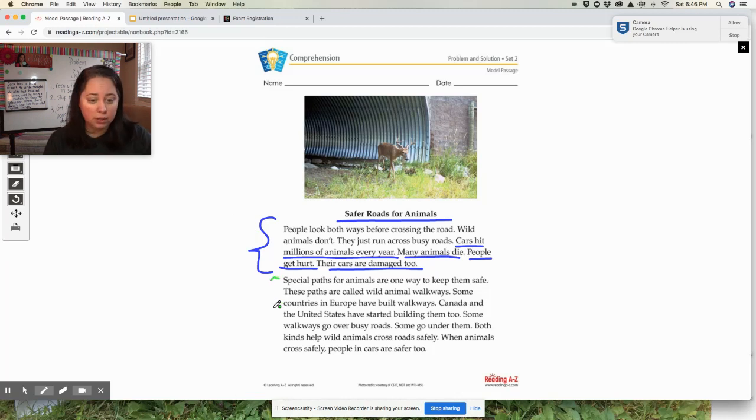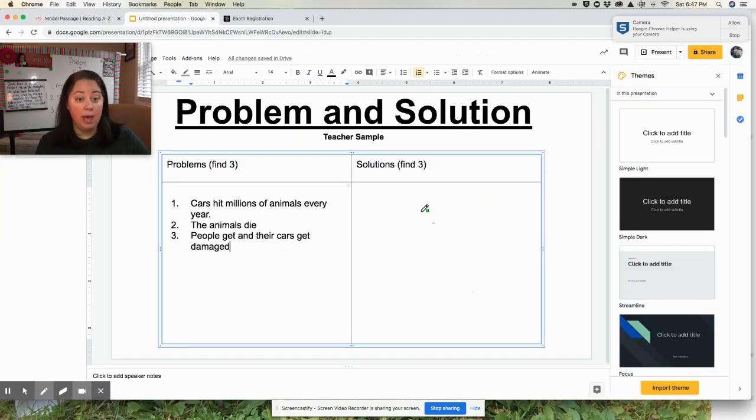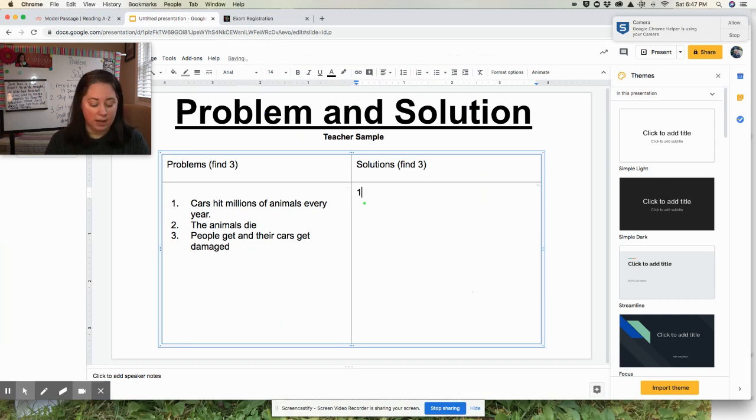So here's our second paragraph. We are looking for three solutions so we can put them in our graphic organizer in our Google slide. So the first sentence says special paths for animals are one way to keep them safe. I think that is absolutely a solution to the problem that we can go ahead and add here. All right, so one solution is, what did it say?